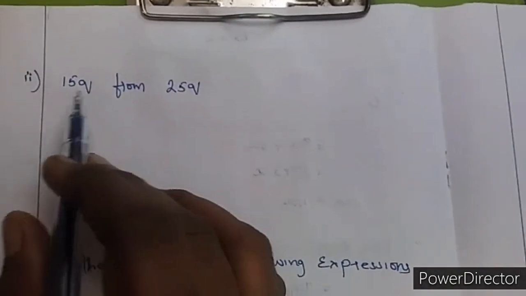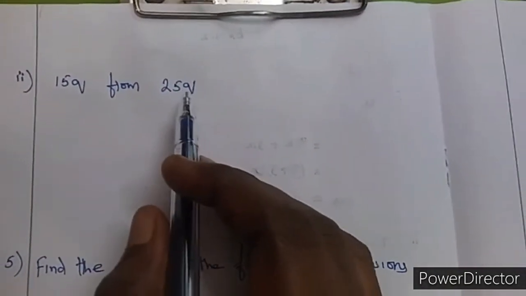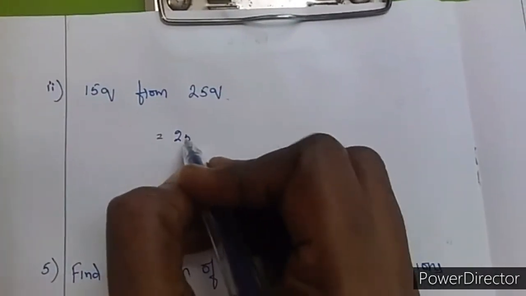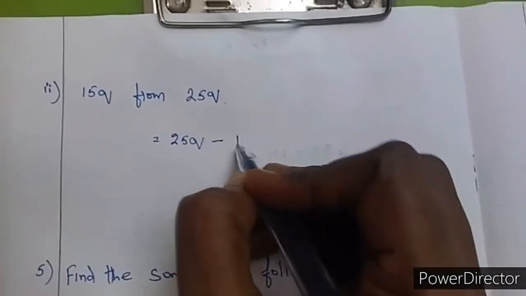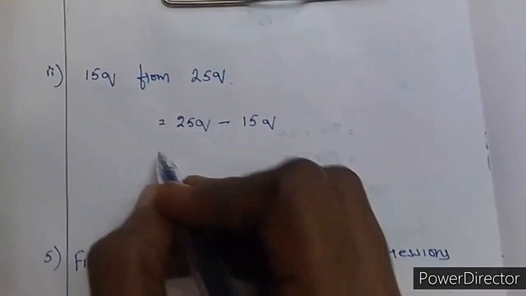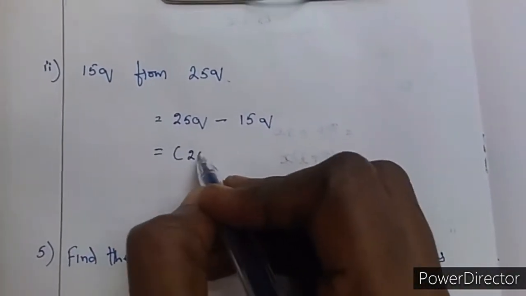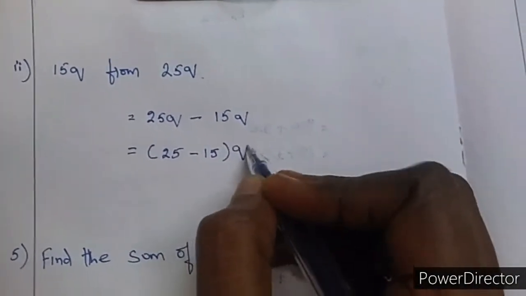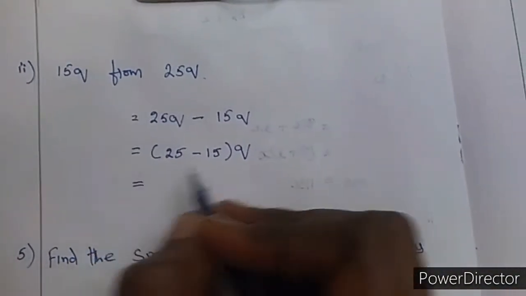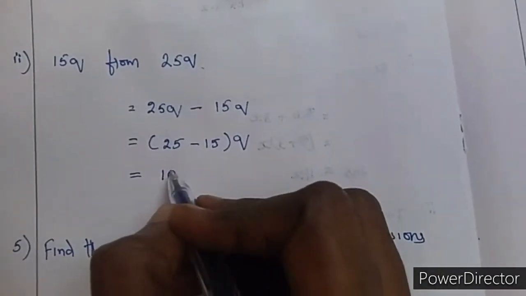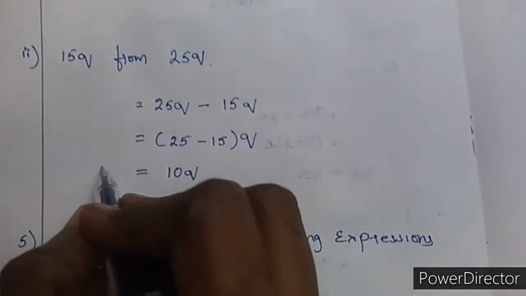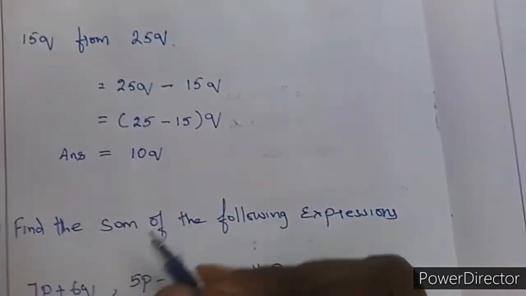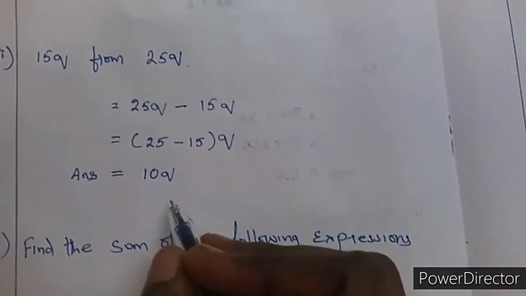Solution 2, 15q from 25q. We have to subtract these two terms. So, 25q minus 15q. Check the coefficients in the bracket. 25 minus 15, and the given variable is q. Now, 25 minus 15 is 10. 10q is your answer. Try subdivision 3 in your homework note.